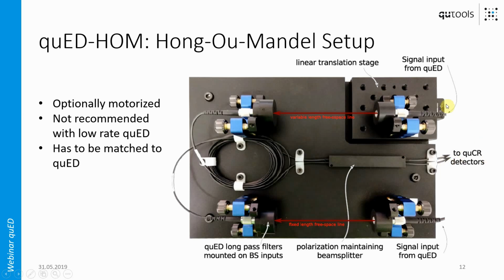You can get this in a motorized version or in a manual version. I would not recommend using this setup with a low rate version of the quED. And it has to be matched to the quED, so if you want to get it at a later time, you have to send in your optical part of the quED, so we can match it to this add-on.